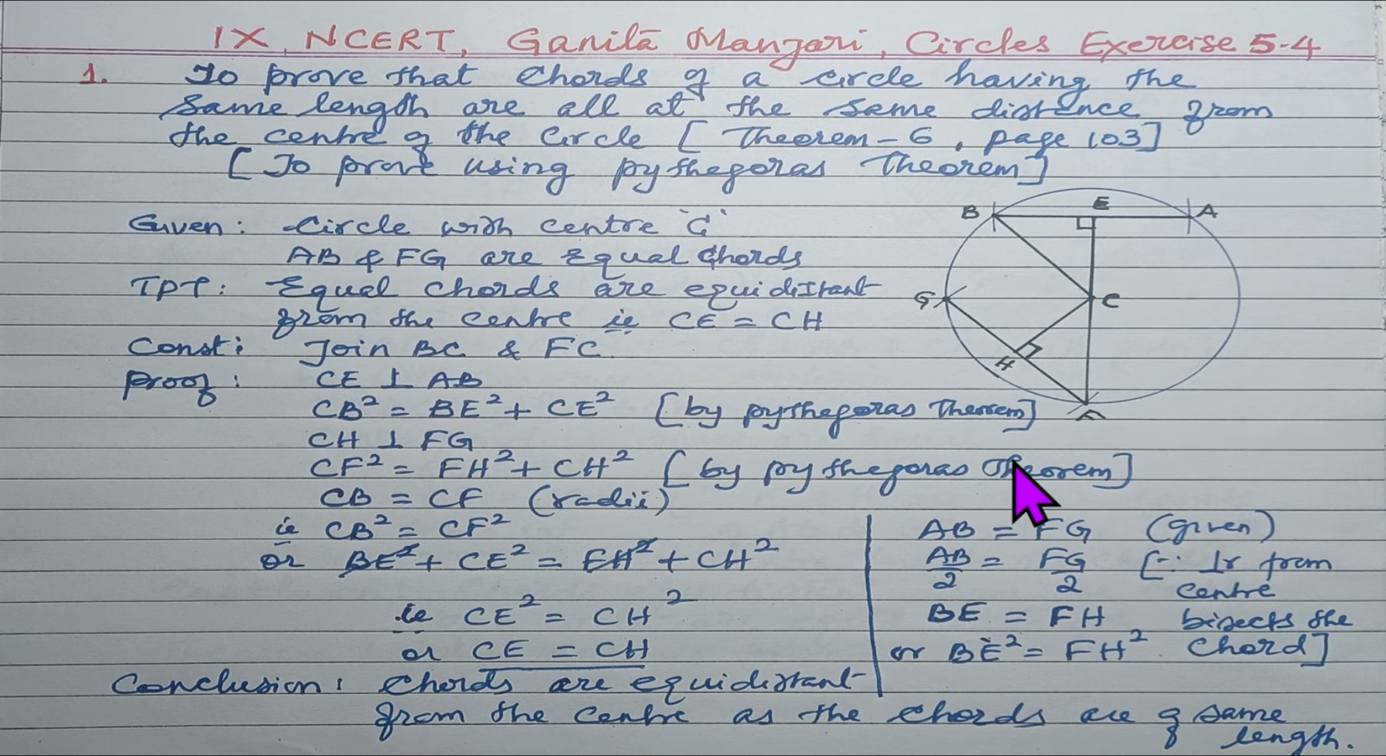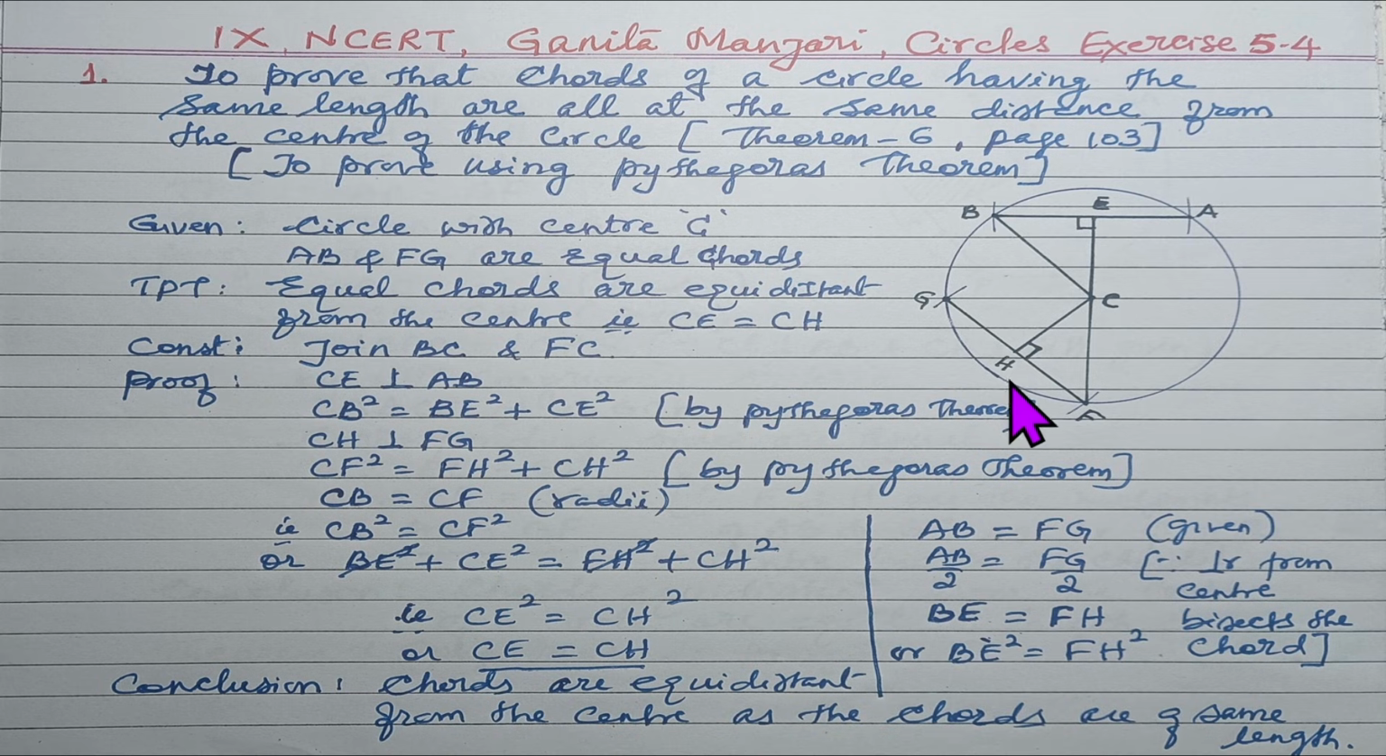Now we know that the radii CB and CF are equal. That means CB square is equal to CF square. So we have got CB square is equal to CF square. LHS are equal, so we can equate the RHS, and that is BE square plus CE square is equal to FH square plus CH square.